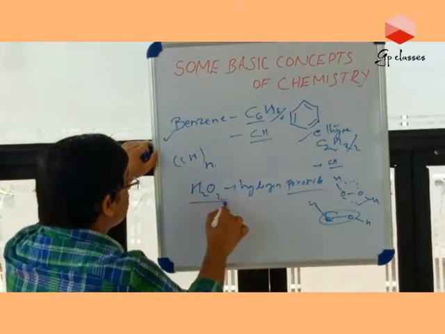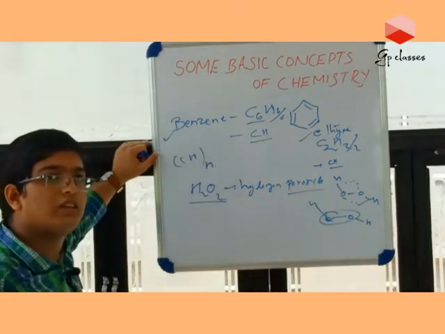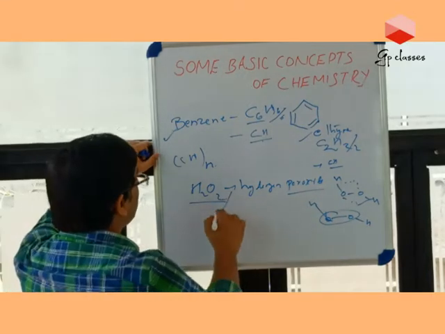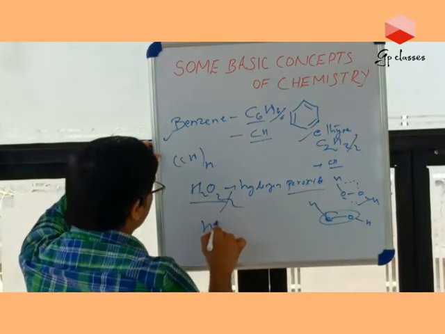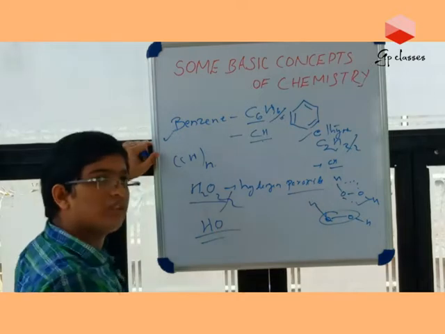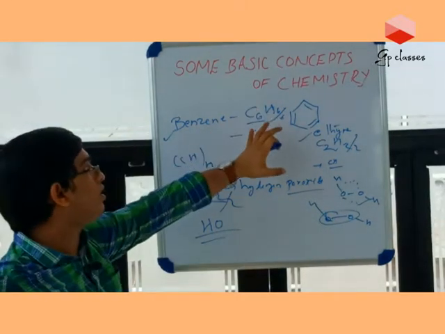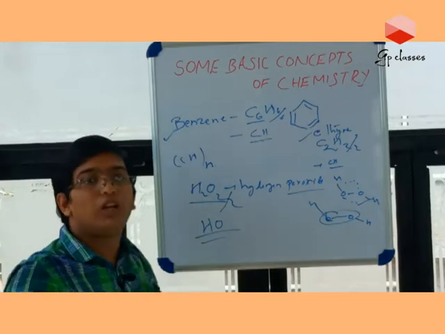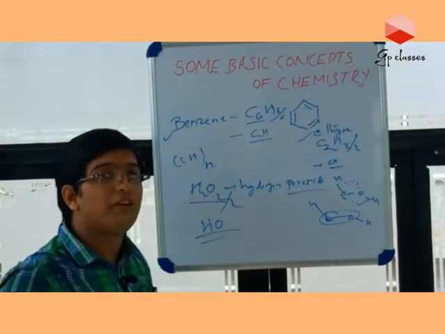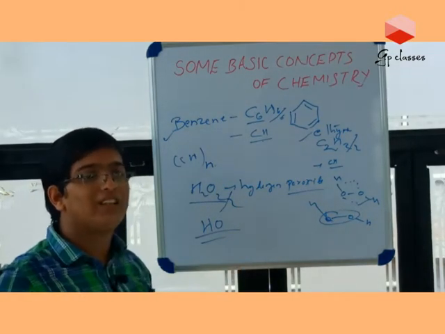So you know this is the actual molecular formula of hydrogen peroxide. What will be the empirical formula? You can divide it by the common factor 2, you get HO. So HO is the empirical formula of hydrogen peroxide. So now you can easily find the empirical formula if you know the molecular formula. You can simply divide it by the common factor.